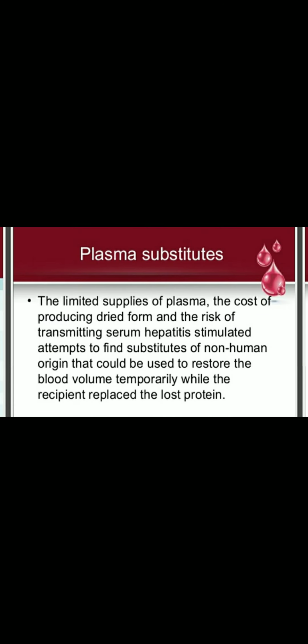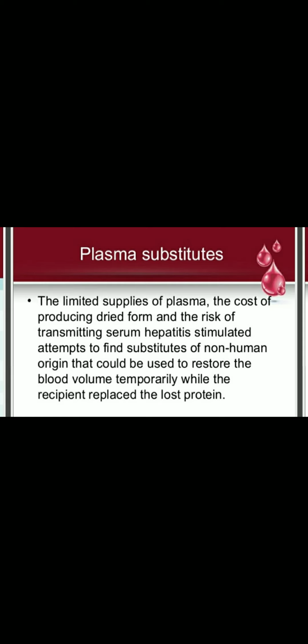The limited supply of plasma, the cost of producing the dried form, and the risk of transmitting serum hepatitis stimulated attempts to find a substituent of non-human origin that could be used to restore the blood volume temporarily while the recipient replaces the lost protein. Here plasma substituents are used when there is a deficiency in the level of plasma in human beings.